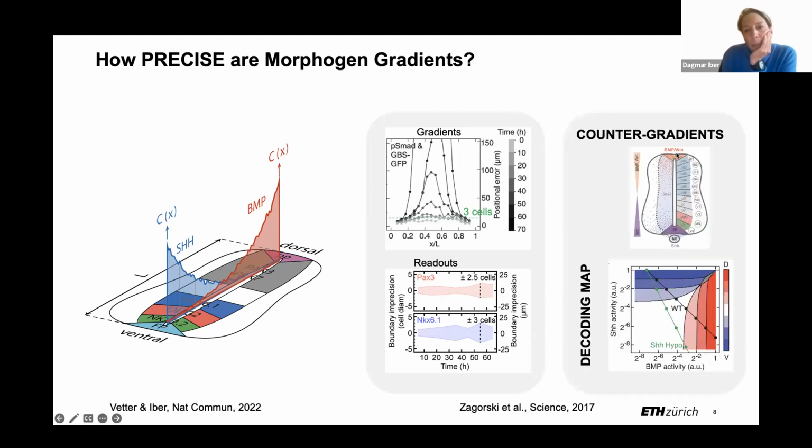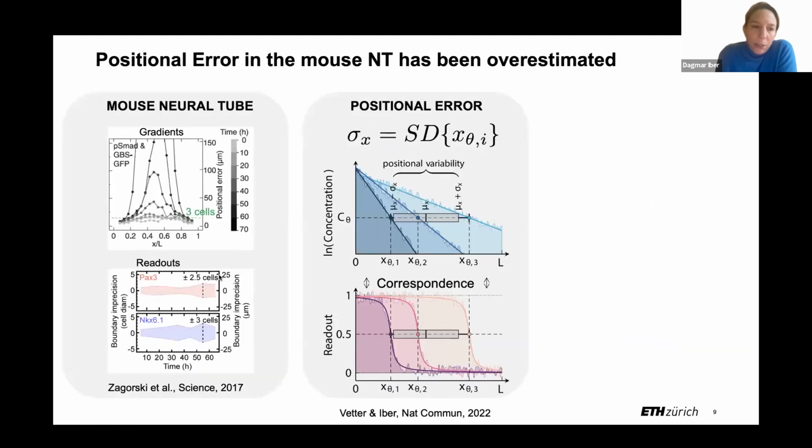And they at that time proposed that it would be 2 opposing gradients, and that the combined information in these 2 gradients would allow you to read out those gradients reliably. And when we analyzed the data, we realized there was a mathematical problem with the analysis. The readout precision they had quantified by really looking at those different readout points and calculating the standard deviation. And that's the positional error.